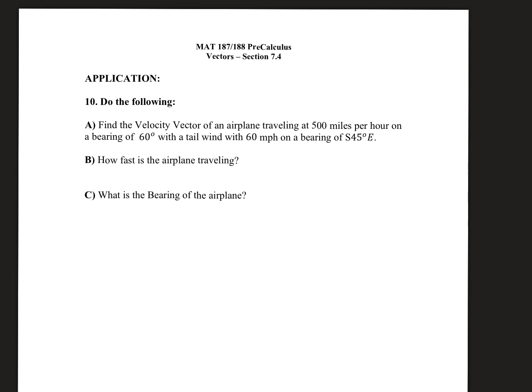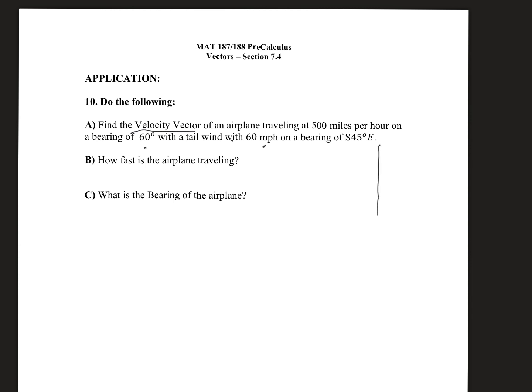All right, so now that we have vector addition and subtraction all defined and ready to go, let's look at an application. So we're going to revisit the airplane, and what we're asked to do is to find the velocity vector of the airplane traveling at 500 miles per hour on a bearing of 60 degrees with a tailwind of 60 miles per hour on a bearing of south 45 degrees east. Physically, the tailwind is actually going to either get in the way or help the plane go faster or slower.